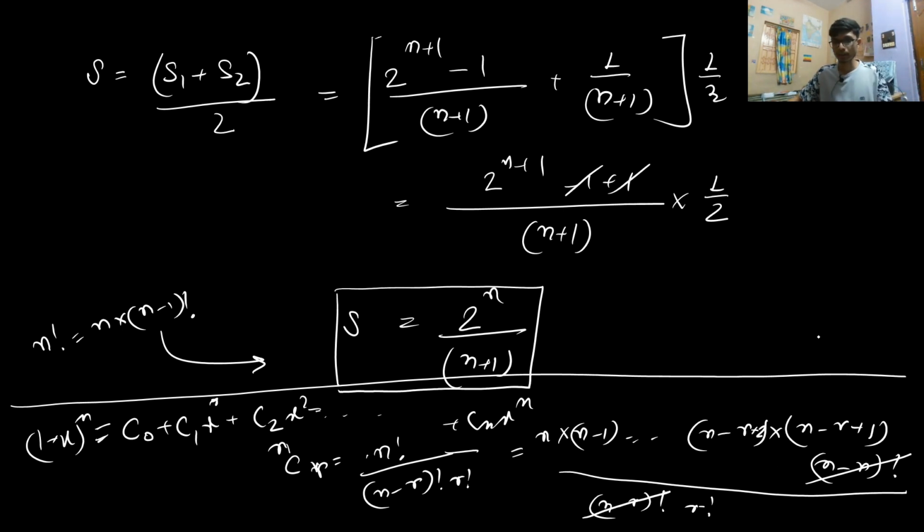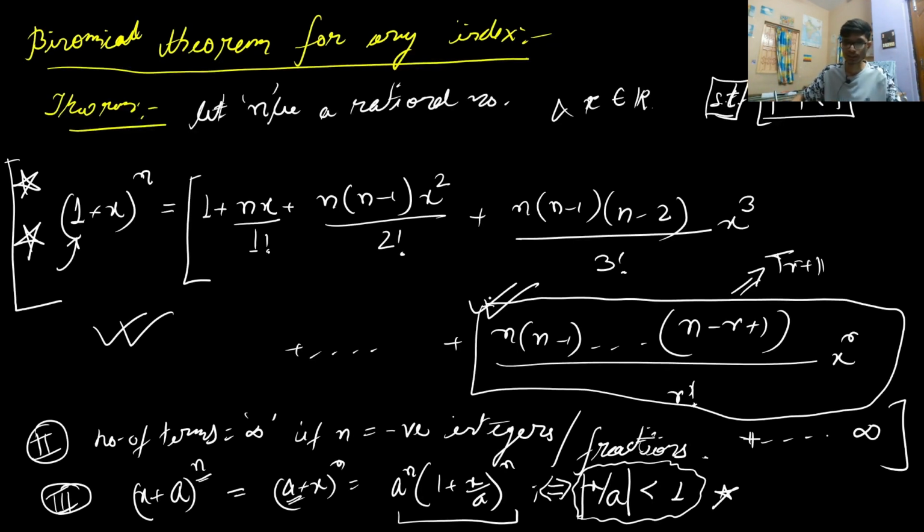So this is similar to the binomial coefficient term that we saw before, the coefficient of x to the power r. This is a very simple result that we must remember. Whenever we are given the binomial theorem for any index, first check whether the index is a negative integer or a fraction, and then apply this formula after checking whether the condition holds true or not.